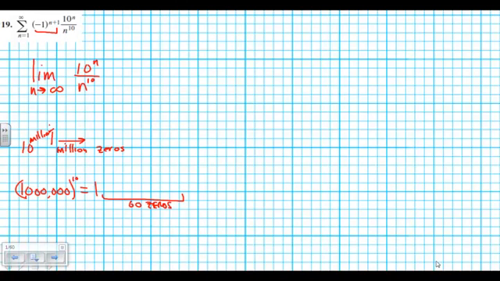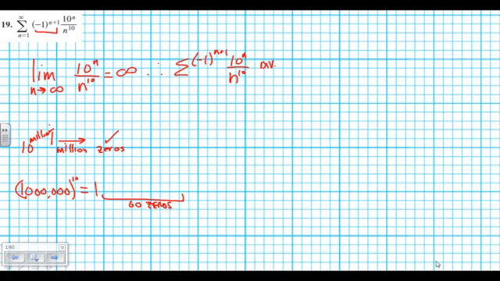Now, which one's bigger? A 1 followed by 1,000,000 zeros, or a 1 followed by 60 zeros? Which one's bigger? This thing's going to infinity. Therefore, this series diverges.